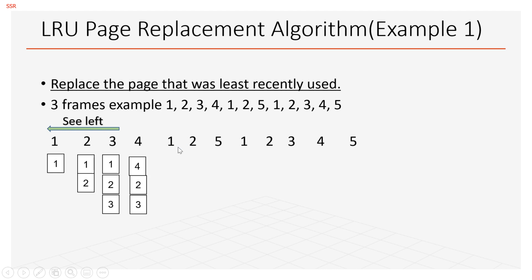Next, we have a request for page number 1. Now see towards your left, you have page number 4 which is already in the main memory. Keep it as it is. Next you have page number 3 which is already in the main memory. Keep it as it is. And the last frame which was referenced is 2. Now replace it with 1.